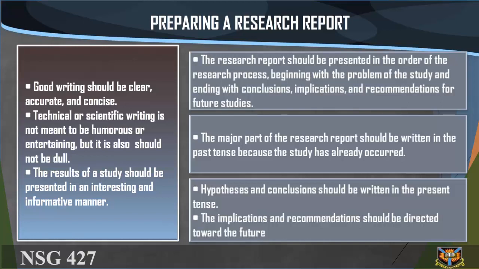5. The research report should be presented in the order of the research process, beginning with the problem of the study and ending with conclusions, implications, and recommendations for future studies. 6. The major part of the research report should be written in the past tense because the study has already occurred. 7. Hypotheses and conclusions should be written in the present tense. 8. The implications and recommendations should be directed towards the future.